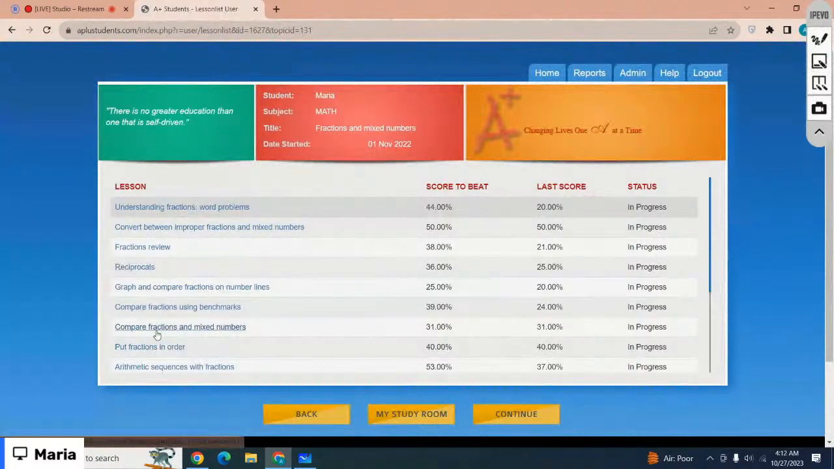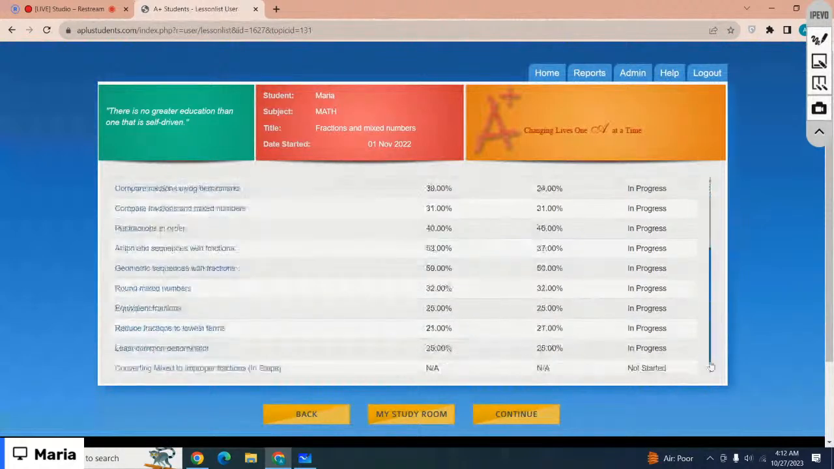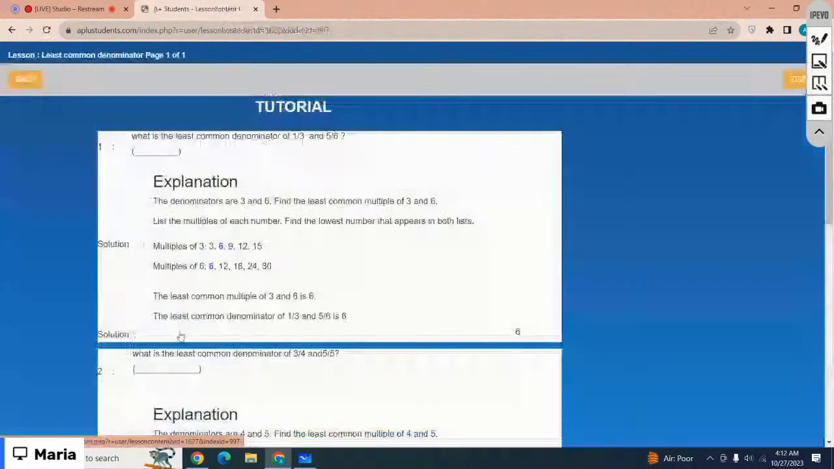The next lesson is greatest common... No, I think least common factor it is. Yes, it is least common denominator. So write the least common denominator of 1 by 3 and 5 over 6, right? You have to write down the least common denominator.